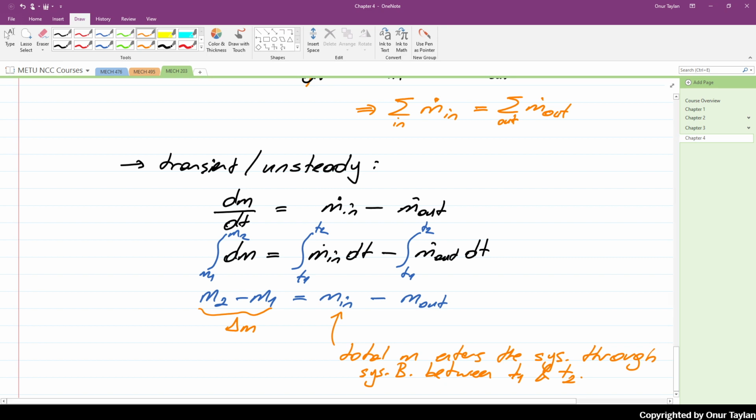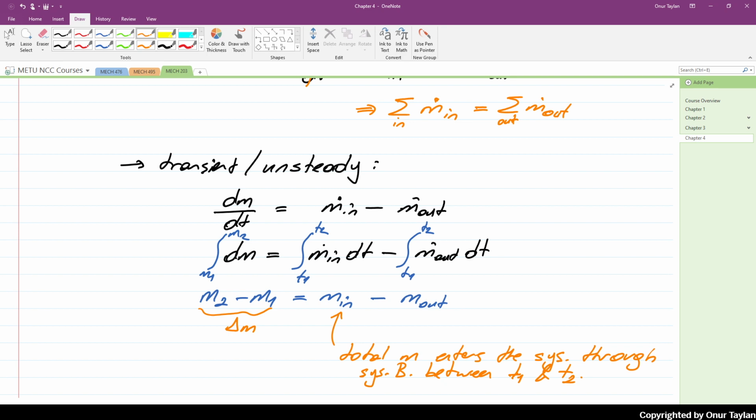So that's basically 10 kilograms. So m in is 10 kilograms for that one. Okay. So similarly, m out is the total mass that leaves the system through the system boundary between time 1 and time 2. So delta m is the difference between those two.